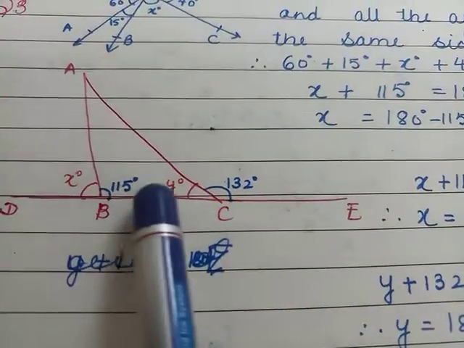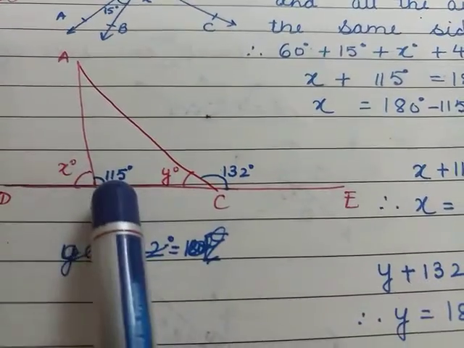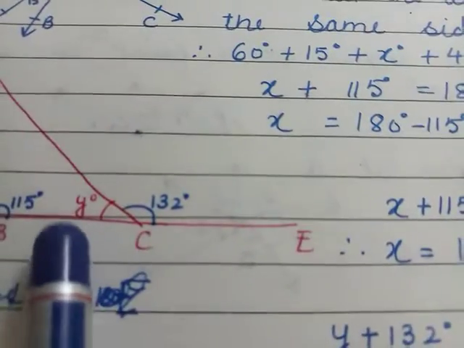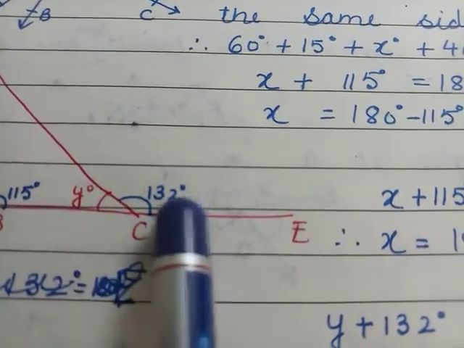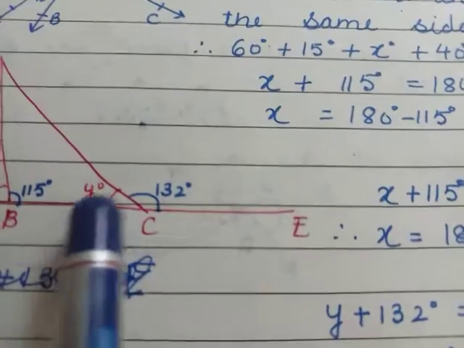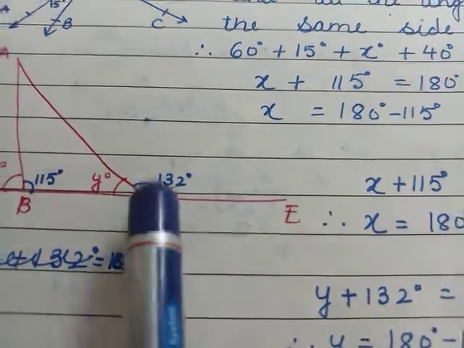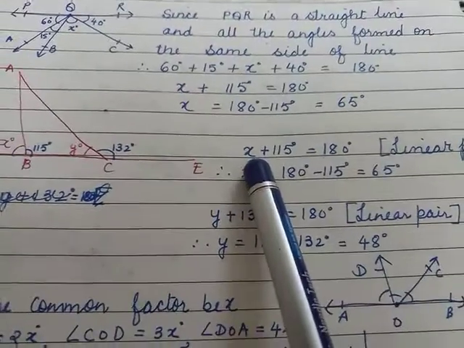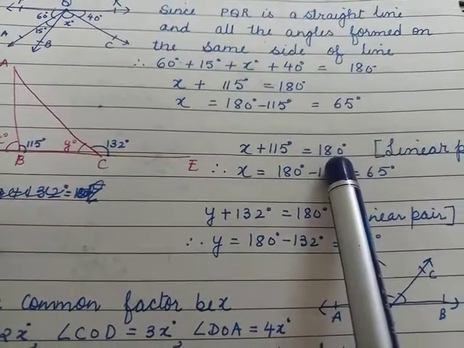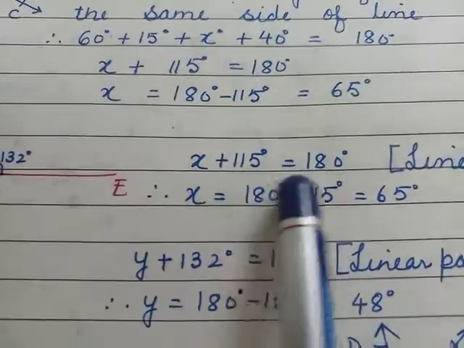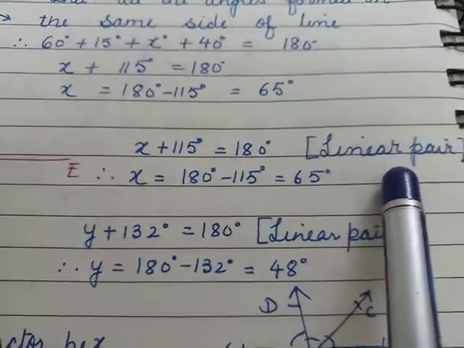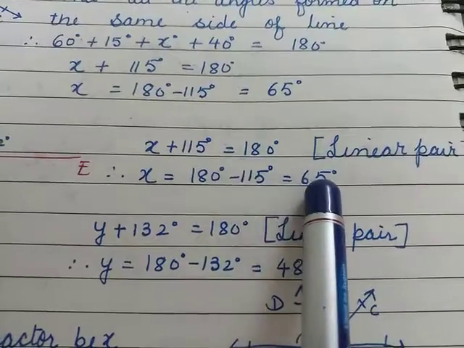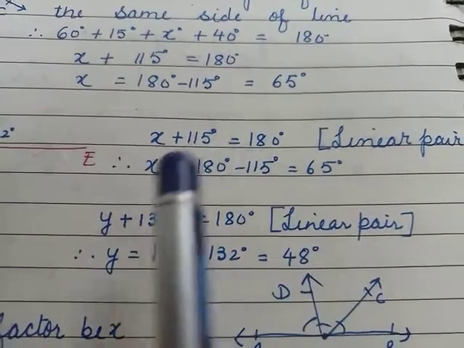115 degrees are forming a straight line, and these two are adjacent angles. Similarly, y plus 132 are forming a straight line, and these are two adjacent angles. So how do we write? x plus 115 degrees equals 180 degrees, as adjacent angles forming a straight line are called a linear pair. So the value of x we get as 65 degrees.